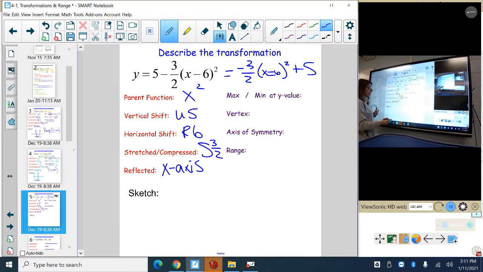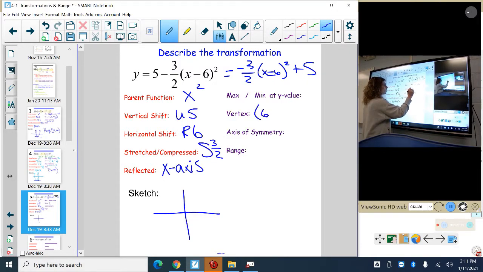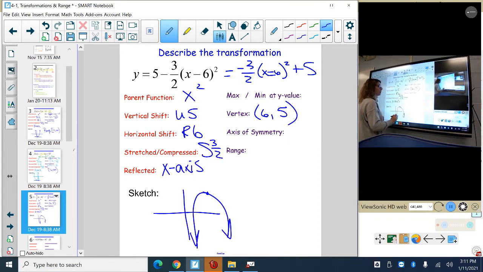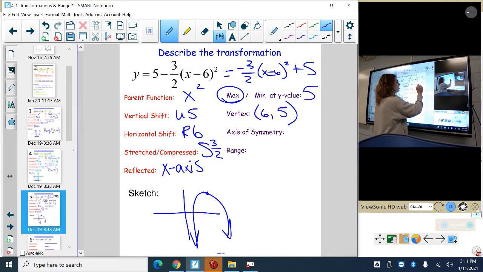So that means I can sketch this graph. If I sketch this, the very first thing I want is the vertex. Going to the right means positive 6, going up means positive 5. So I'm going to start at (6, 5) right here, and this thing is reflected over the x-axis, which means it is opening down. So that means I now have a maximum at my y value. My y value is 5. And my axis of symmetry is x equals 6.